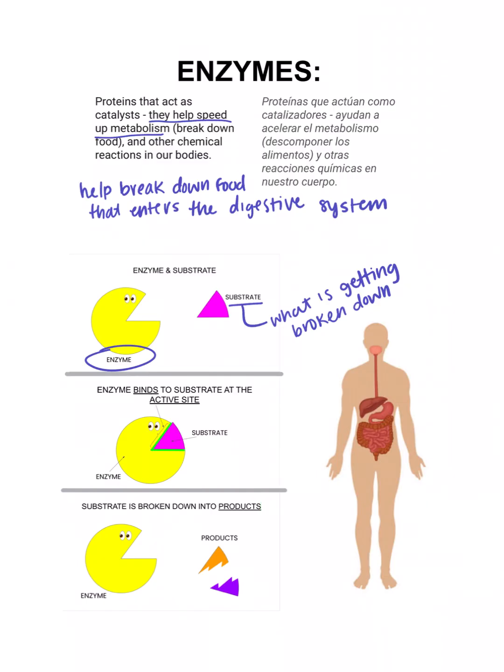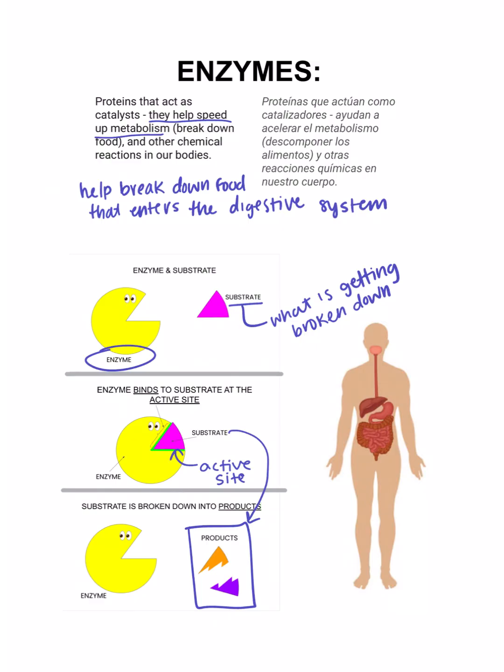Your enzyme and your substrate need to fit together perfectly like a puzzle piece because they need to bind together here at the active site. So they bind at the active site and then they are able to interact, and that interaction is what the enzyme does in order to break down the substrate. And that substrate now is in its own individual products. So we went from substrate to products, and now that thing has been broken down.